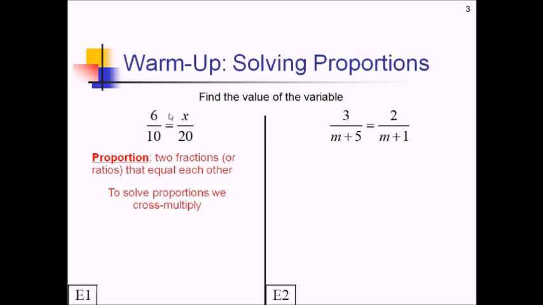So we can write 10 times x equals 6 times 20, or 10x equals 120. And then we just have a regular equation that we can solve by dividing. So dividing by 10, we have x equals 12.